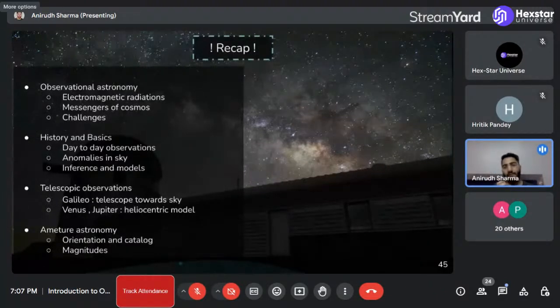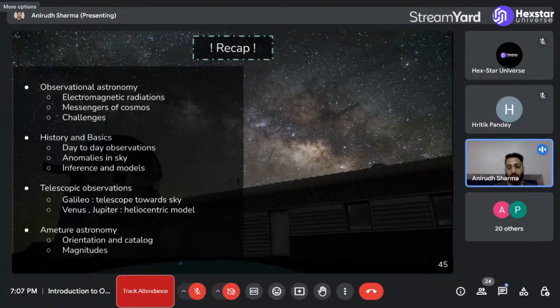So based on very simple observations we made some models. Then we moved on to telescopic observations, in which we learned how Galileo, Nicholas Copernicus and Aryabhatta and these people taught us what our solar system actually looked like. Then we learned about some catalogs and then some other observations of Galileo, such as phases of Venus and Jupiter's moons. And we came to the heliocentric model.